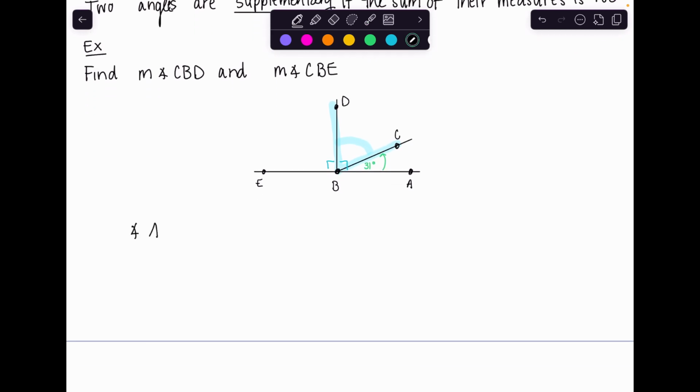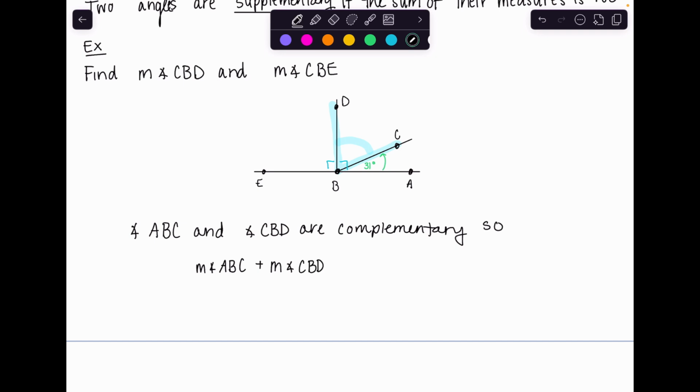So angle ABC and angle CBD are complementary. So if I take the measurement of angle ABC and I add the measurement of angle CBD, it should equal 90 degrees. But I know the measurement of angle ABC. They tell me it's 31. So 31 degrees plus the measurement of the angle I'm looking for must equal 90.